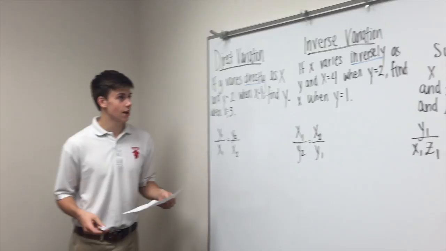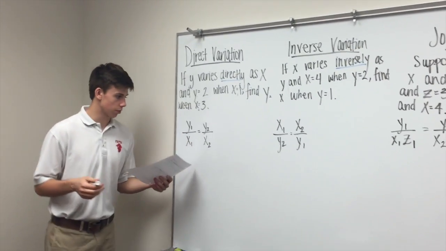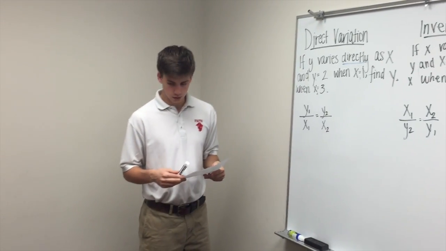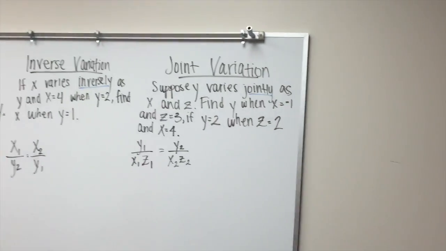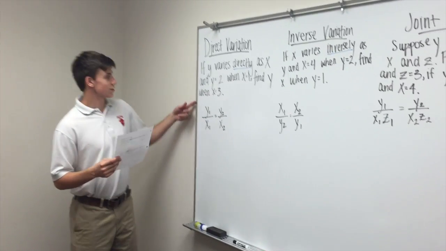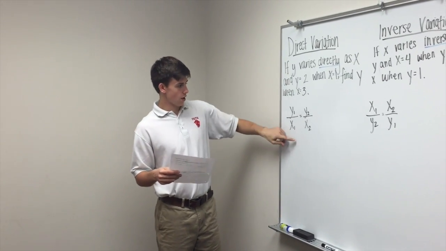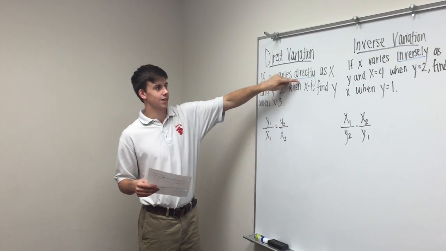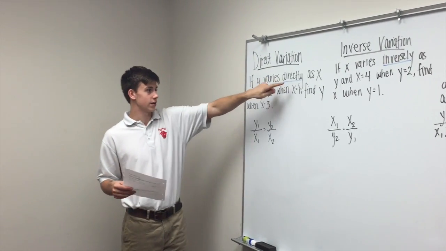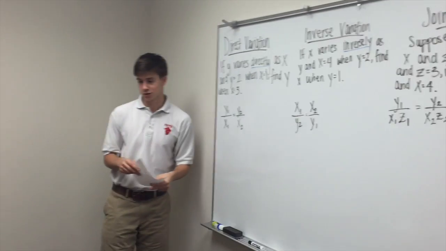Okay, class, in Algebra 2 we're going to learn the three types of variations using proportions and equations. So we're going to learn the direct, inverse, and joint variations. Direct variation is our first one, and the question will say something like, y varies directly with x. And that means you'll use this formula, y1 over x1 equals y2 over x2.